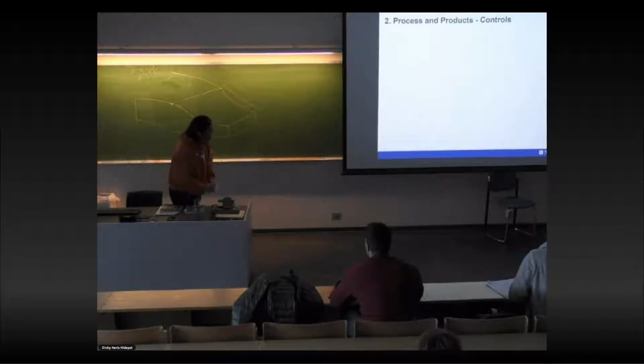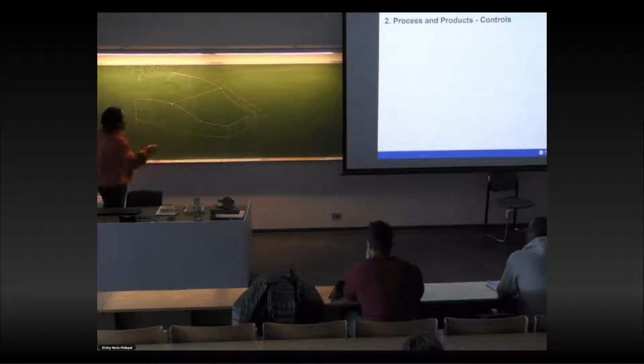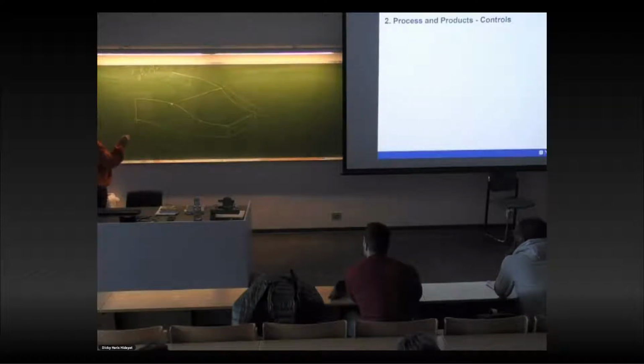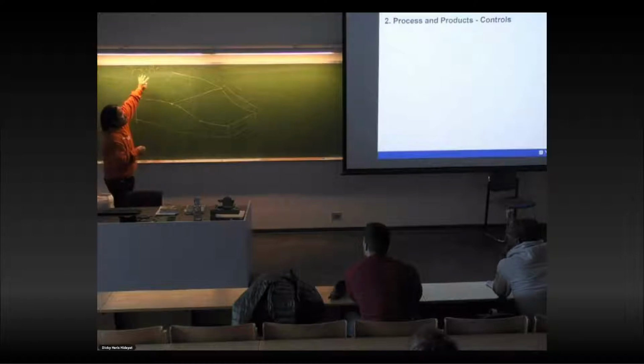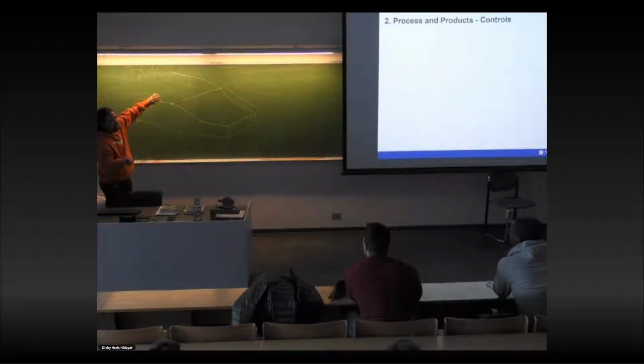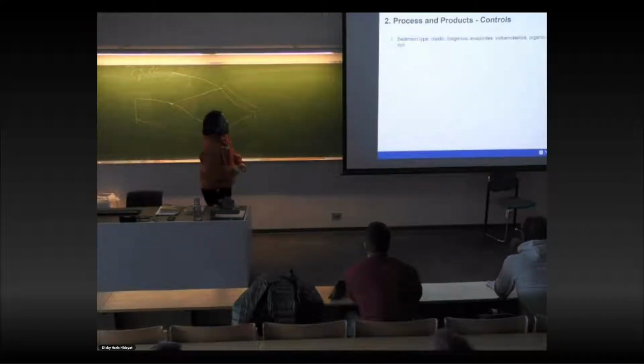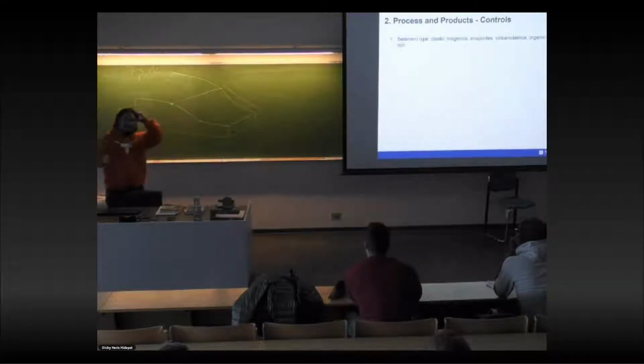So, what are the controls that influence the sedimentary process and the products in this area? First of all, we have a sedimentary source from the terrestrial area. The difference between carbonate and clastic will give you different types of process and product as well. So the first one is the sediment type: clastic, carbonate, what else? Biogenic, evaporite, volcaniclastic.